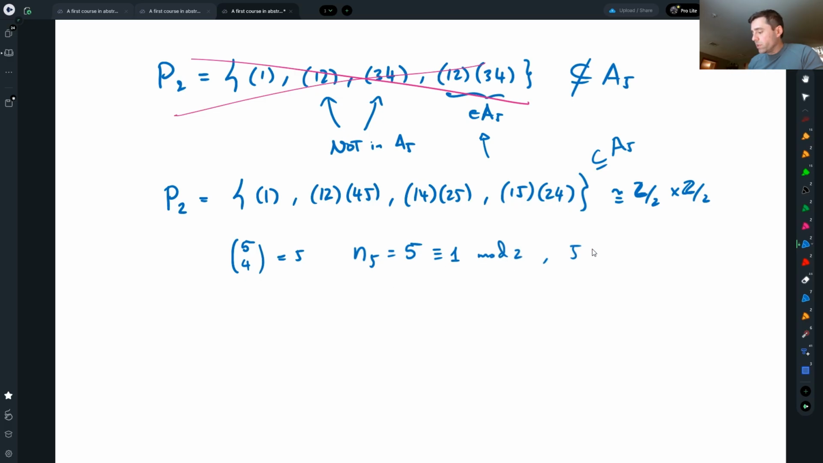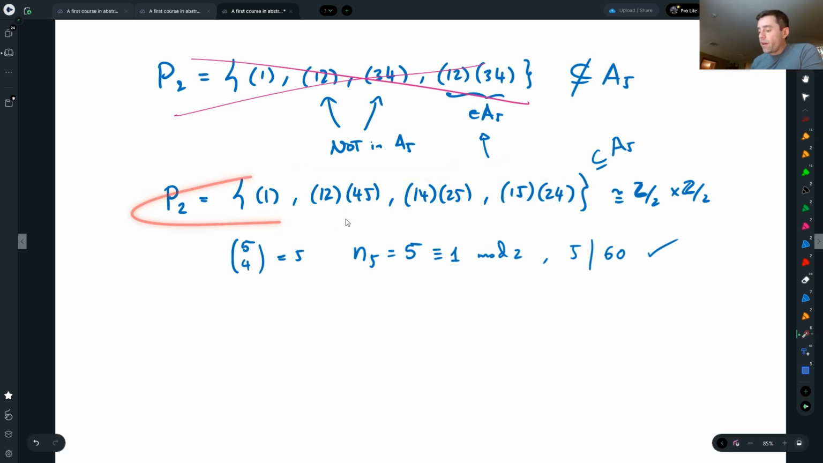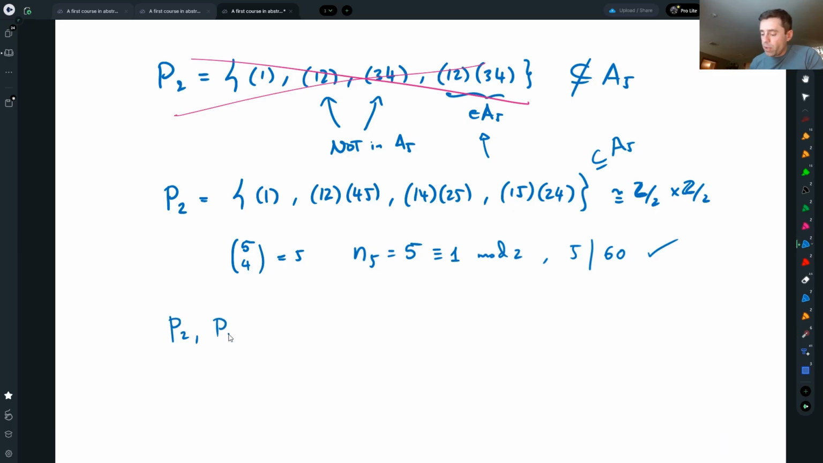and 5 does divide the order of the group, 60. So this is the number of 2-Sylow subgroups, and they all look like that for different choices of 4 numbers out of 5. Okay, so those are all my Sylow subgroups. There will be these P2, P2 prime, P2 double prime, P2 triple prime, and P2 fourth prime, which are the 5 possible subgroups of this shape in A5.